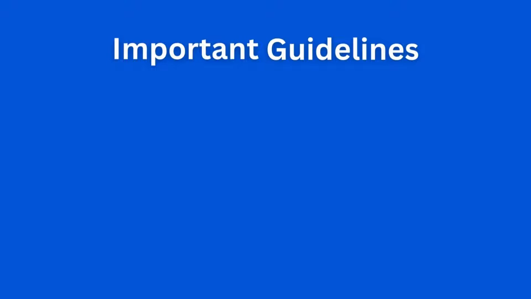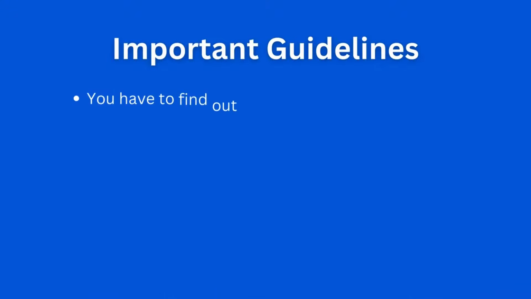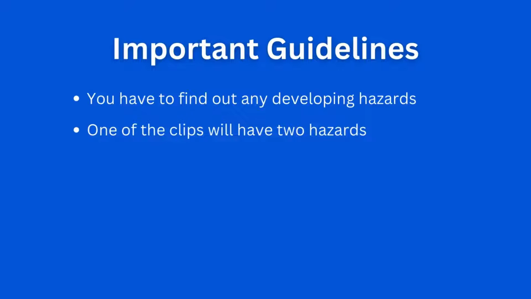In the real test you will be shown some clips like this and you have to identify any developing hazards you see in the clip. A developing hazard is a hazard that has not yet developed completely but that may require you to take some kind of action, for example to brake or to change your speed. In each test one of the clips will have 2 hazards while the rest of them will only have 1 hazard per clip. You should try to click as soon as you see a hazard developing, but don't worry as I will give you a 3-click method that will guarantee that you don't miss any hazards and will allow you to score the highest number of points.